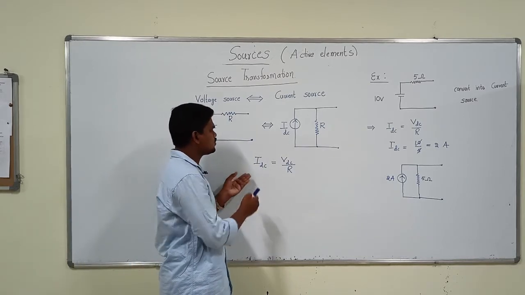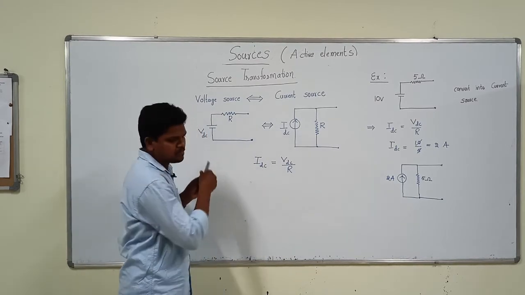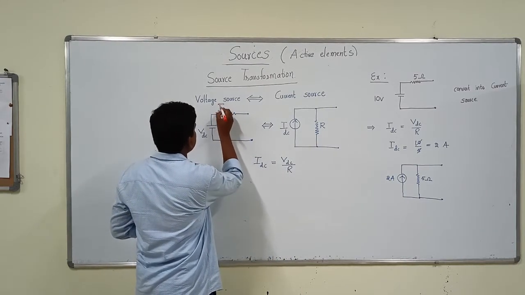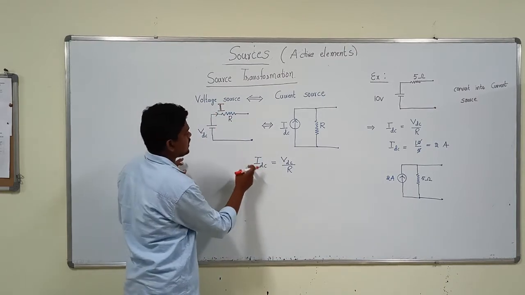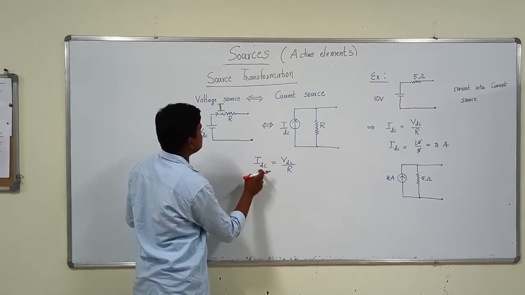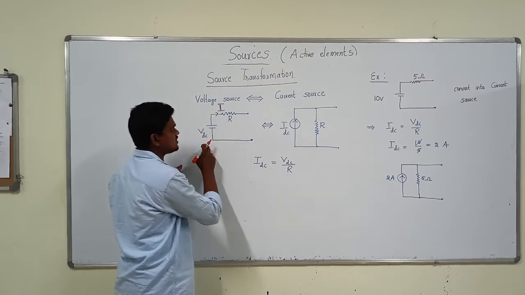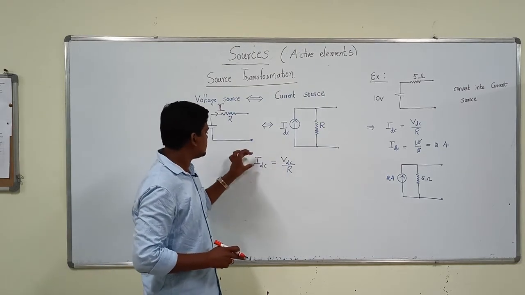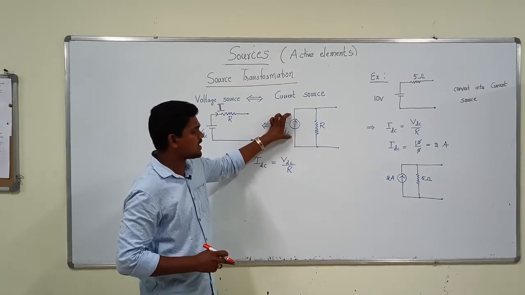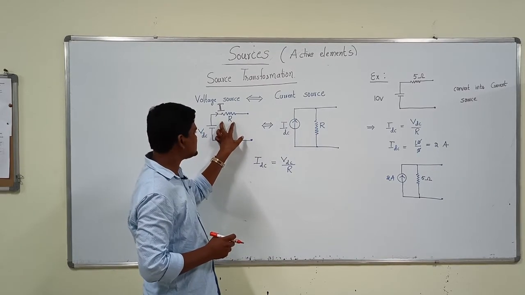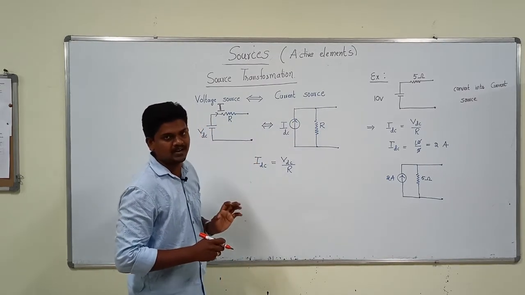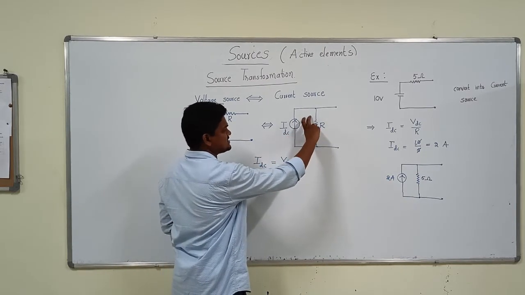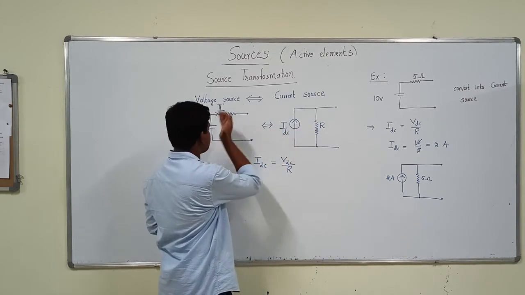Simple. In order to find the current from this branch, by finding the current from this branch, that is nothing but the current source only. So the current from this branch becomes the current source value I_DC, that is V_DC by R. Current is nothing but, by Ohm's law, voltage per resistance, V_DC by R. So that value is the current source value, and the series resistance is now connected in parallel here. Similarly, if we have a current source with parallel resistance, it can be converted into a voltage source and resistance like this.